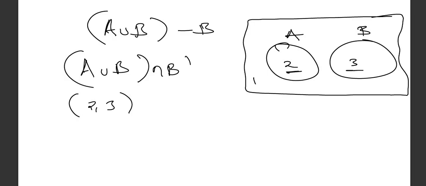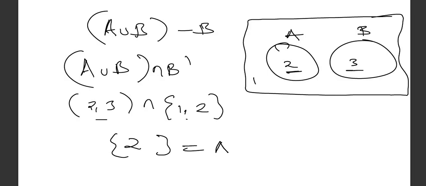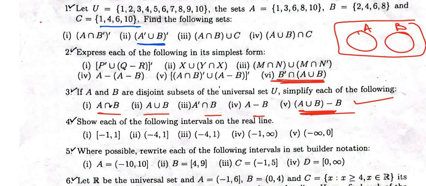What is in A plus what is in B? Then intersect with B complement. What is outside B? That's simply 1 and 2. Then what is common between these two sets is just 2. So the answer is just supposed to be set A, right? This guy here, if you sketch it, that's our answer. So we're using the Venn diagram. You can use the Venn diagram always. Just take into consideration the fact that they say these are disjoint sets. Yeah, so this is okay, right?